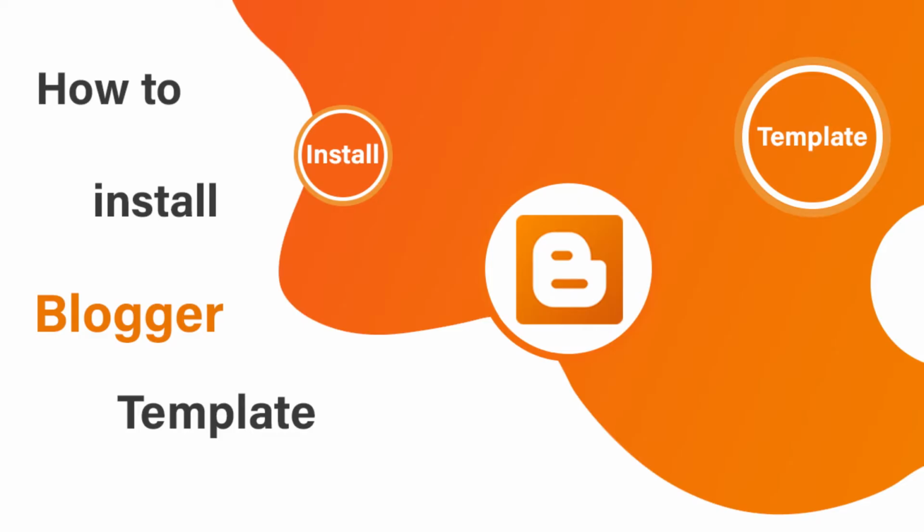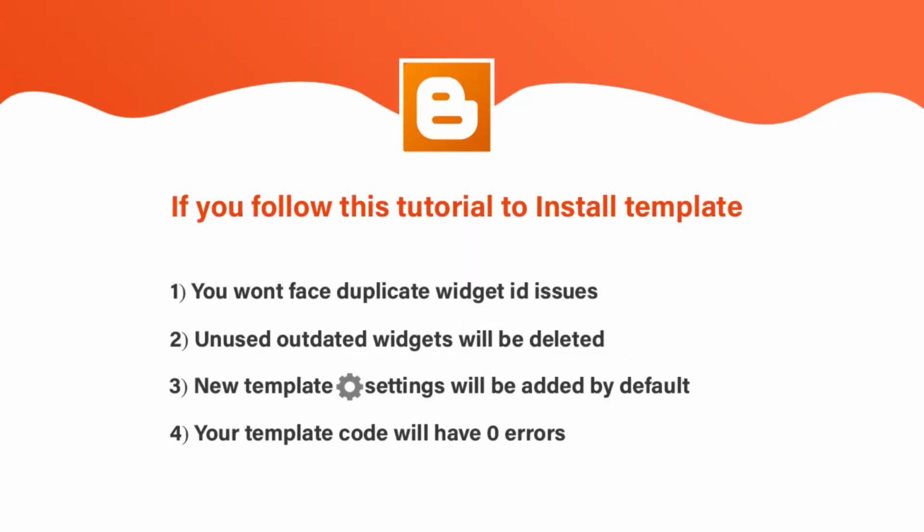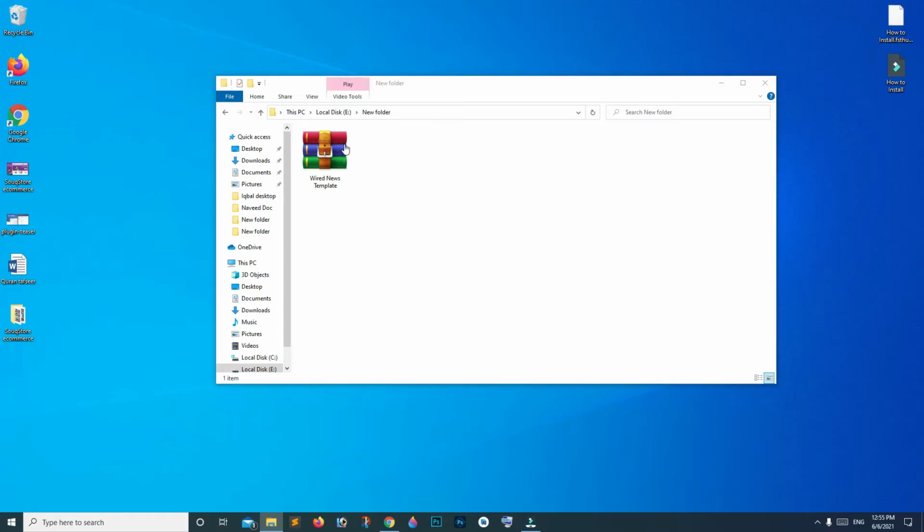We recommend this tutorial to install template on your blog so that you won't face duplicate widget ID issues. Any outdated widget will be deleted. Your new template settings will be added by default. Your template code will have zero errors. Once you have downloaded the zip file, try to unzip it.